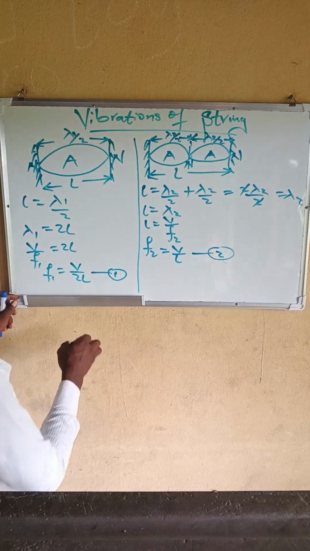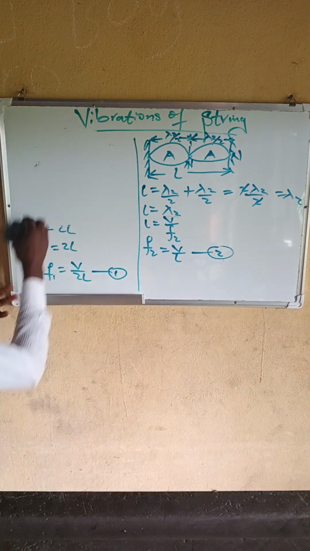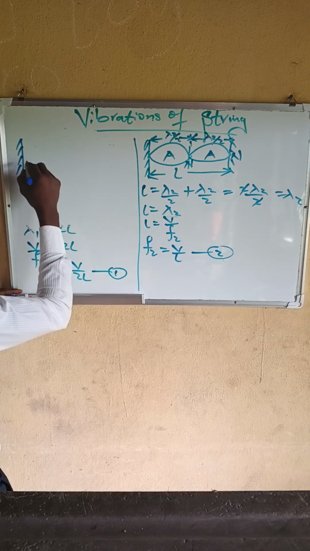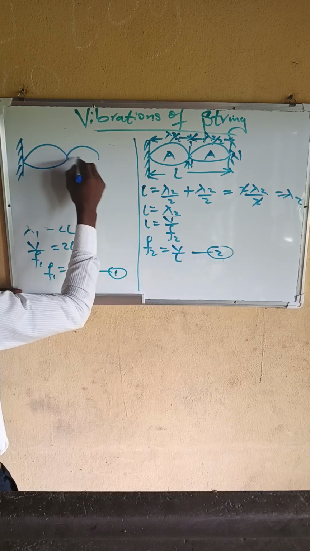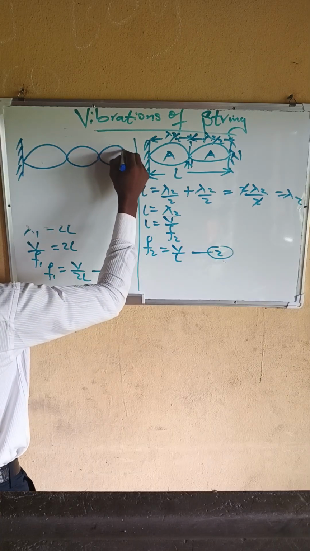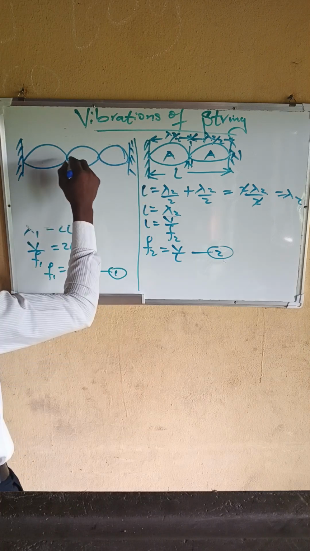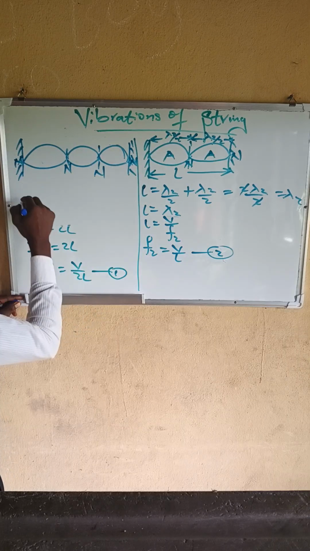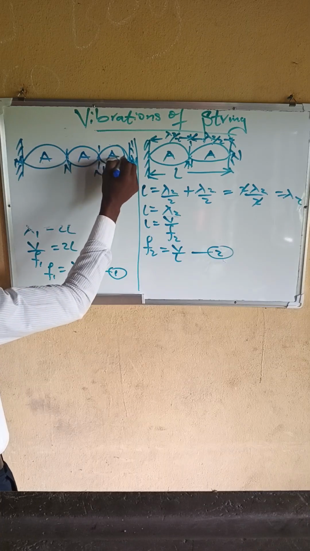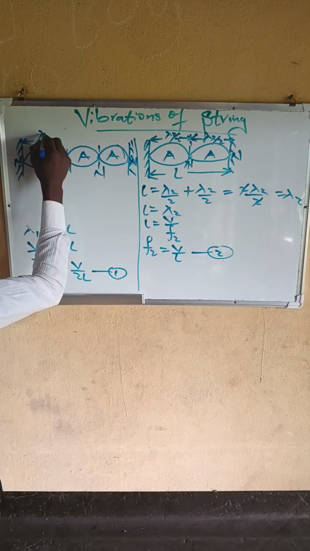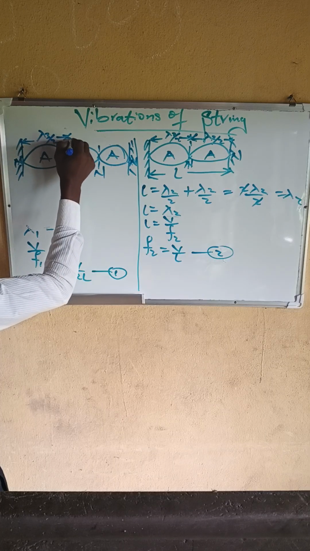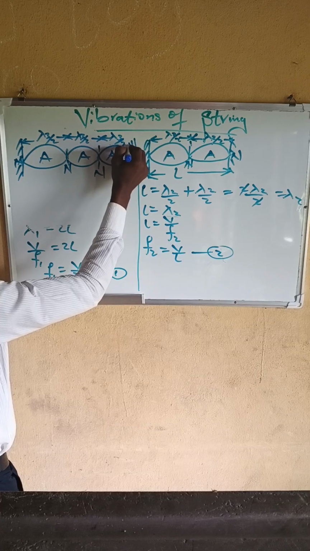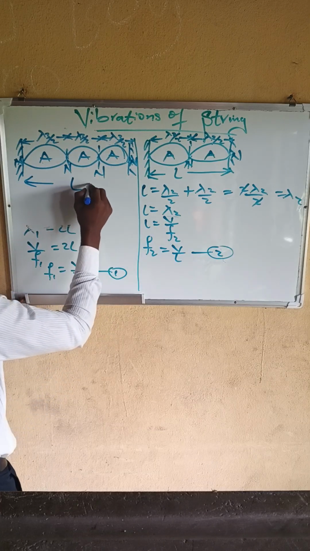Okay, now let me see the third harmonic. If I have the third harmonic, which is in this form, I have this for the third harmonic. Then I have this, this, and this. This is my third harmonic. This is the node where there is no movement. This is the node, and this is node. This is node. Now this is antinode and antinode. So from here to here is lambda 3 over 2, and I have here lambda 3 over 2. This is lambda 3 over 2. Now this from here to here is the length.